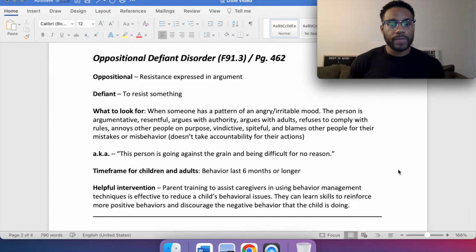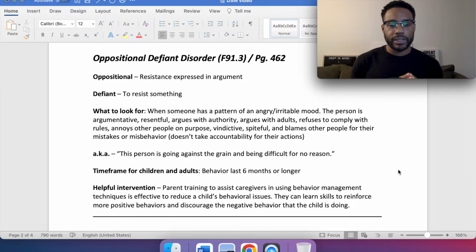What to look for? When someone has a pattern of an angry/irritable mood, the person is argumentative, resentful, argues with authority, argues with adults, refuses to comply with rules, annoys other people on purpose, vindictive, spiteful, and blames other people for their mistakes or misbehavior, doesn't take accountability for their actions. AKA, this person is going against the grain and being difficult for no reason. In the time frame for children and adults, the behavior lasts for 6 months or longer.